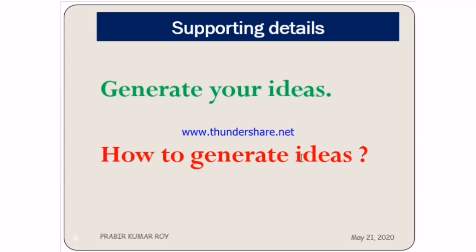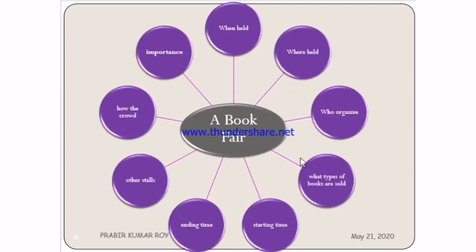I'll show you. Suppose you have been told to write a paragraph on a book fair. You know there are three parts of a paragraph. In the opening section, in the topic sentence, you will give the definition of a book fair. Next section, generating details. In generating details, you will make some questions about the topic. What sorts of questions?